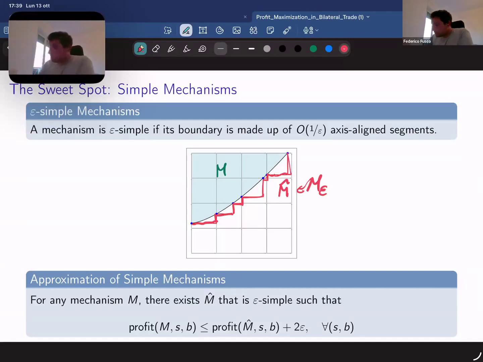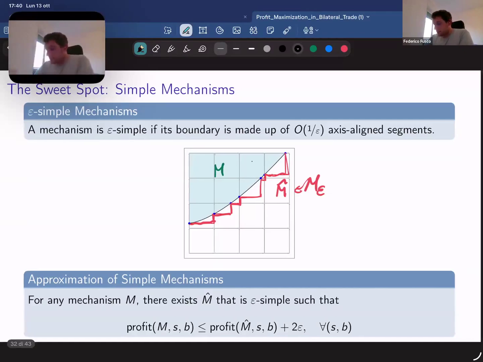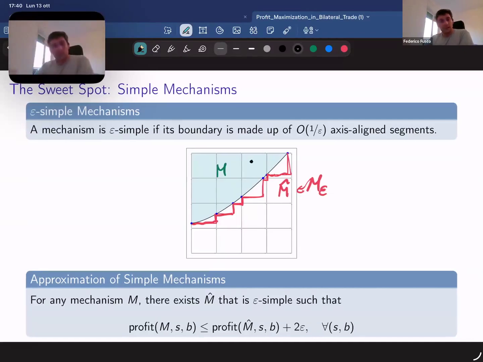Why? Because for any point that is inside the blue region, so if the agents declare this point, then both the blue mechanism and the red mechanism give rise to a trade, but the difference in profit is order of epsilon. Why? Because the blue mechanism will pay this to the seller, while the discretized mechanism will pay this price here, that is epsilon close.